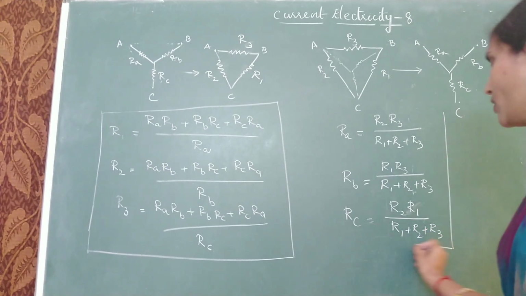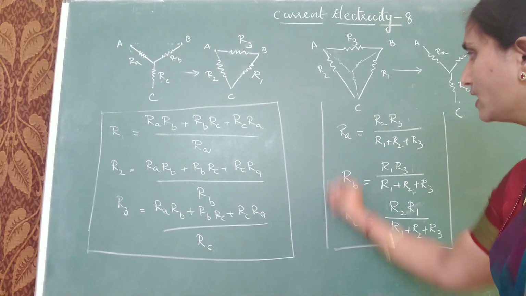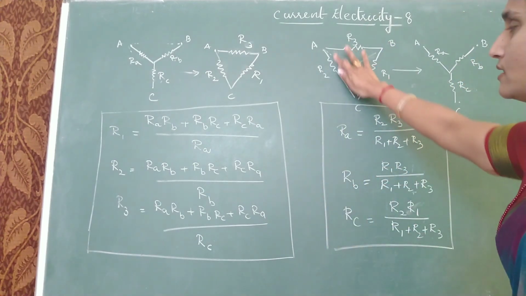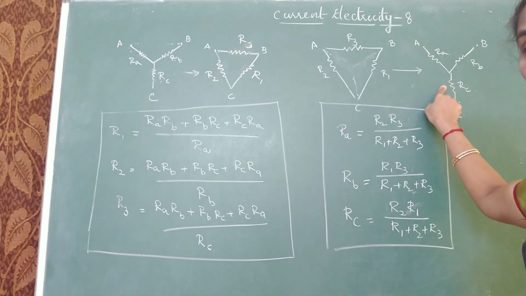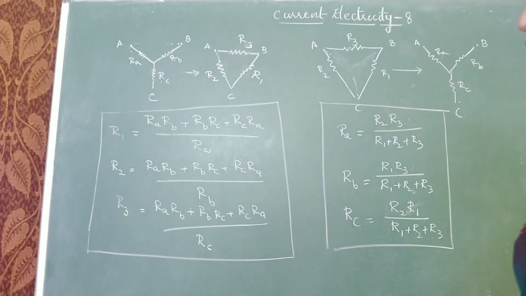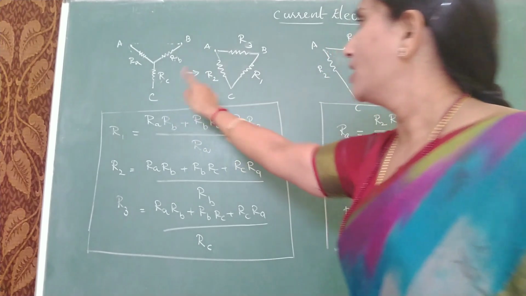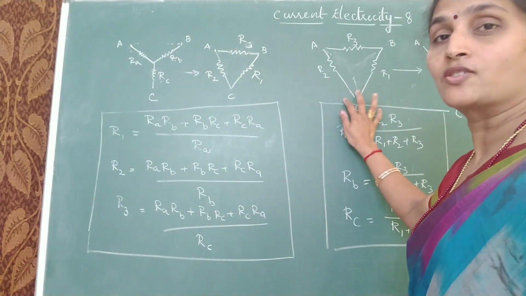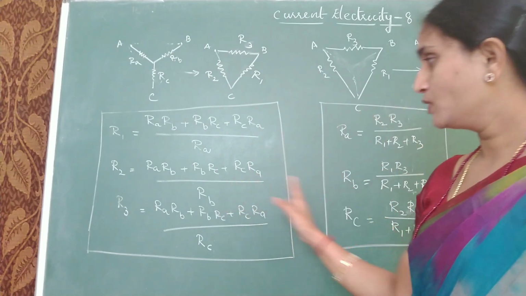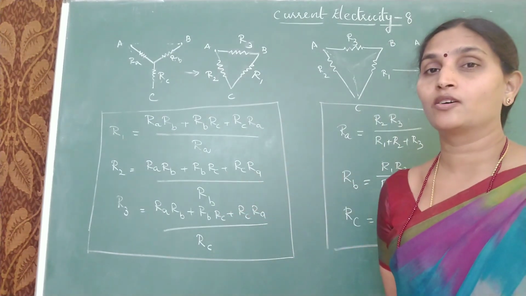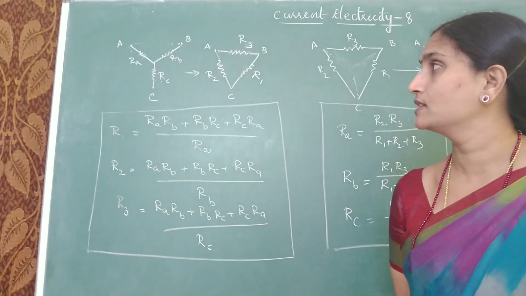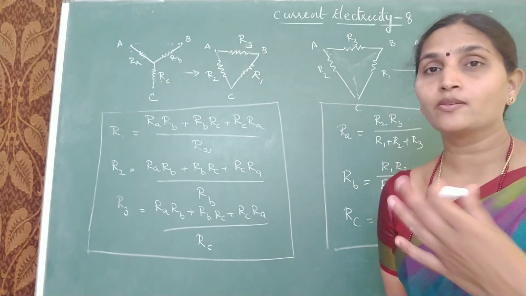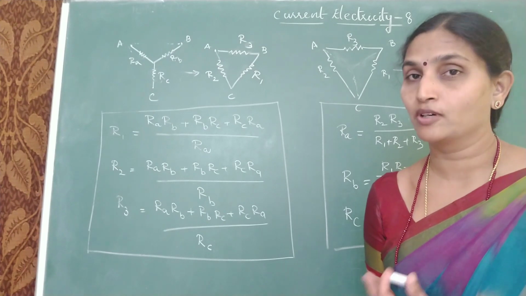So these are the three formulas for converting a delta network, a triangular network, into a Y-shaped network. Two formulas I gave you. One is from Y to triangle. The second set of formulas is from triangle to Y. If you remember these relations, you can very easily solve networks where an unbalanced Wheatstone bridge is given, or you have a triangle inside a triangular network and so on.